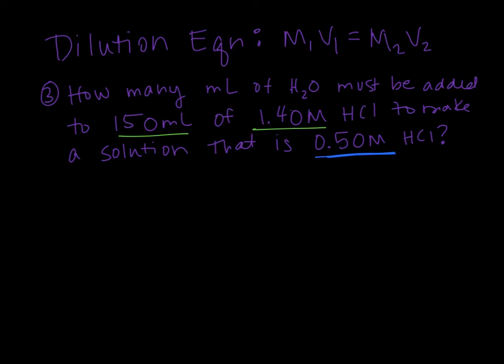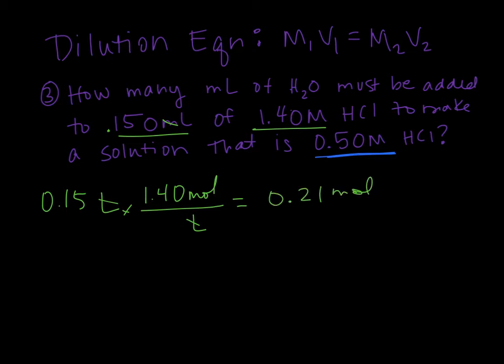So I'm going to find my moles initially. So I'm going to take 0.15 liters, because that's this, right? If I move the decimal over, I can get rid of milli, times 1.40 moles per liter. And so this would be my initial moles. So 0.15 times 1.4 is equal to 0.21 moles. So this is how many moles it's going to be constantly.